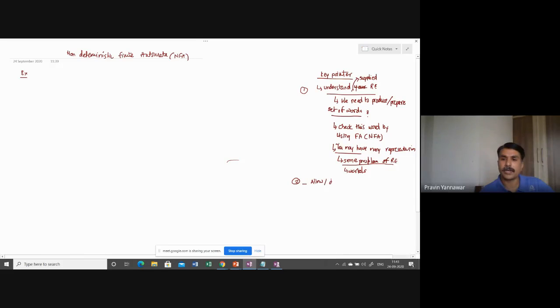Now the second most important key pointer is that you can draw epsilon transition states, and do not hesitate in drawing them. Because at the end of the day, whenever you are trying to minimize the epsilon states and convert that NFA structure into a deterministic finite automata structure, there you'll find that your automata is correct. So don't hesitate in adding epsilon transitions.